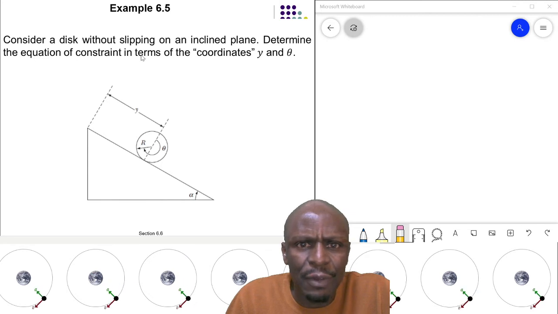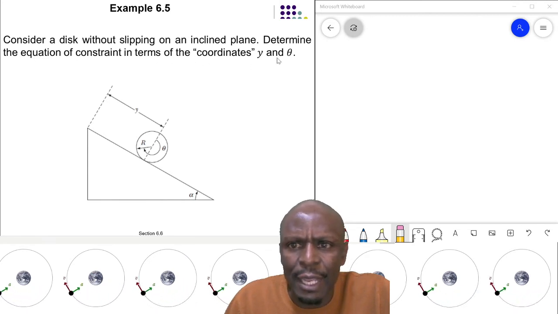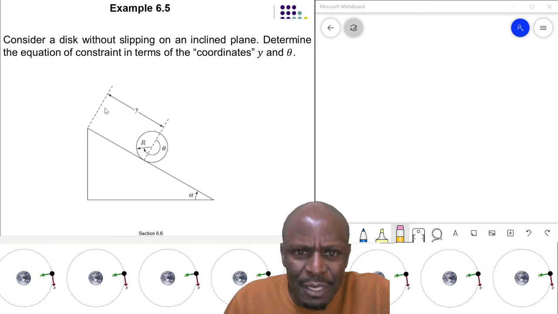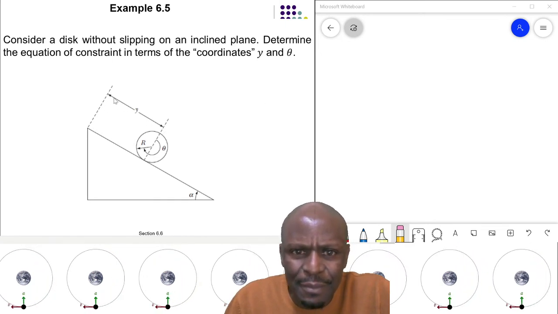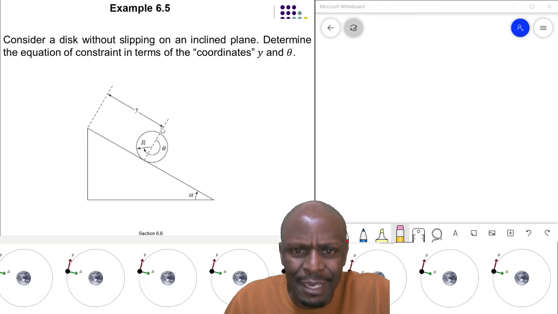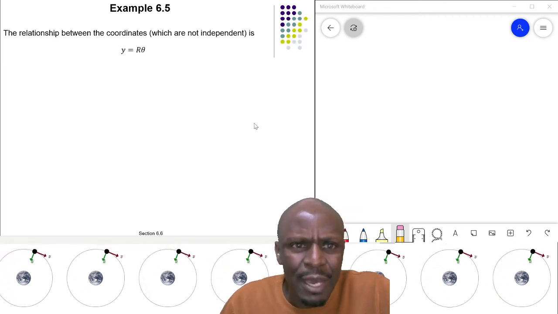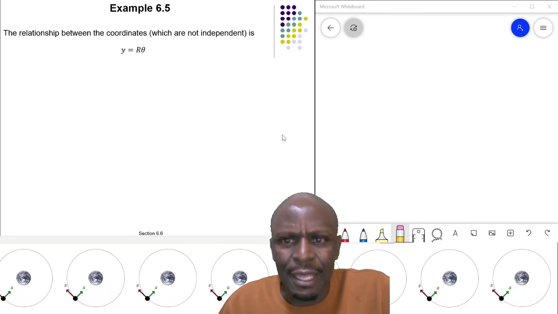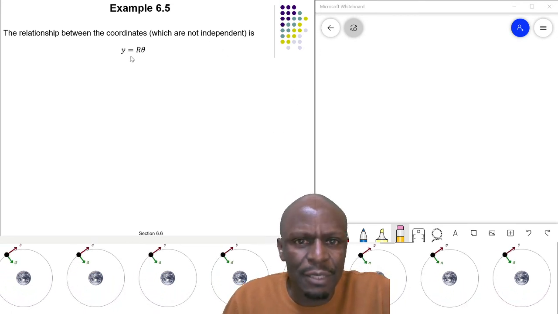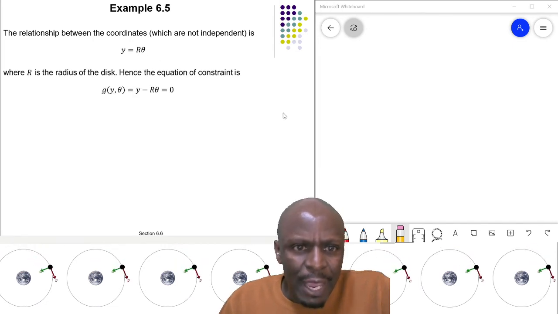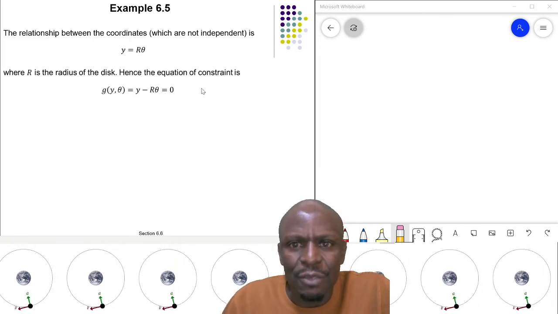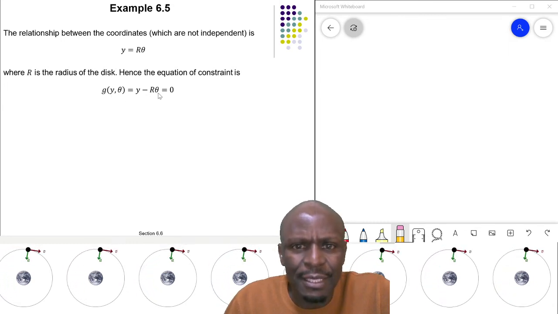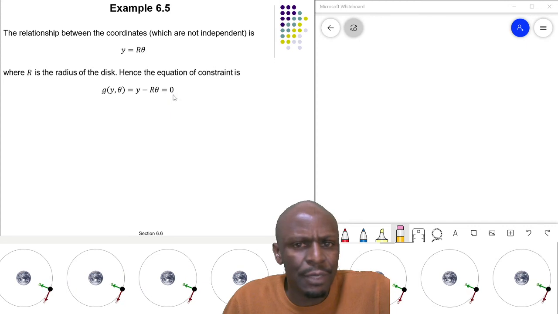Determine the equation of the constraint in terms of the coordinates y and theta. Now in this case, if the disk rolls down a certain distance y, as you can see, y is nothing else but just equal to r theta. The relationship between the coordinates, which are not independent, is given by this equation, where r is the radius of the disk. Hence the equation of the constraint is y minus r theta, which must be equal to 0.